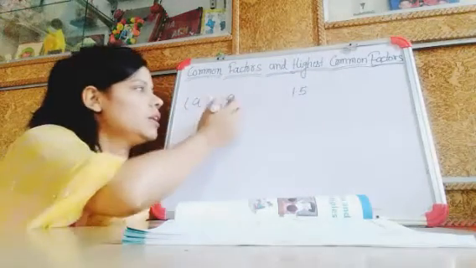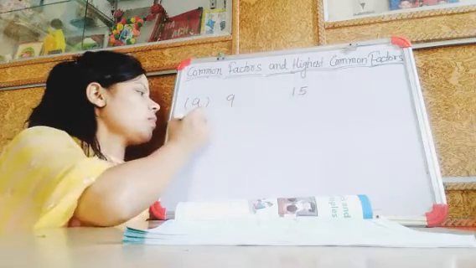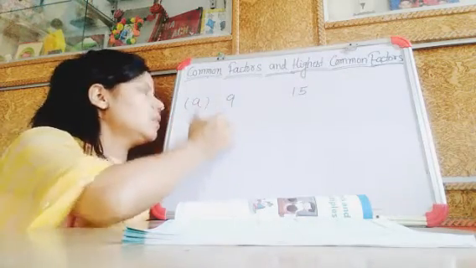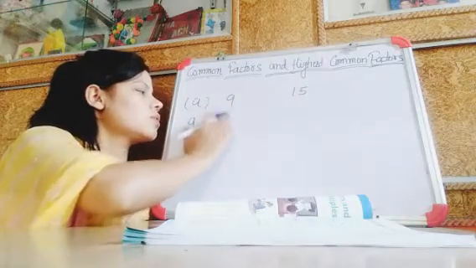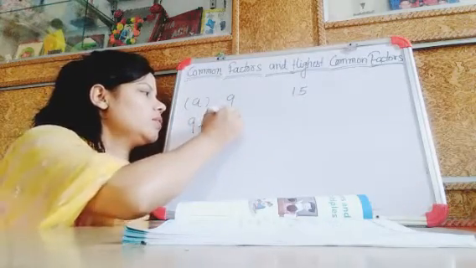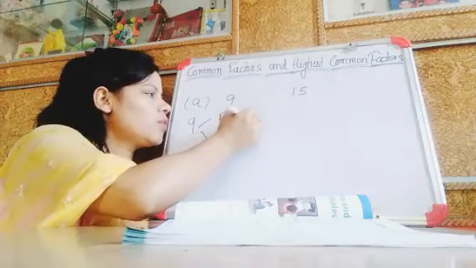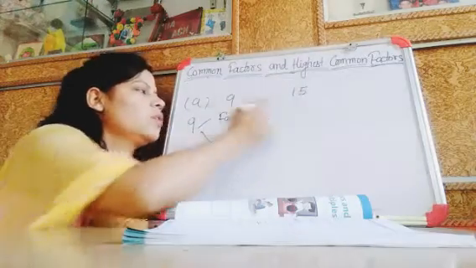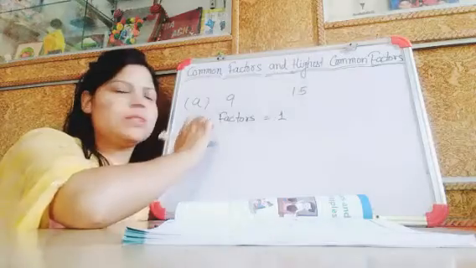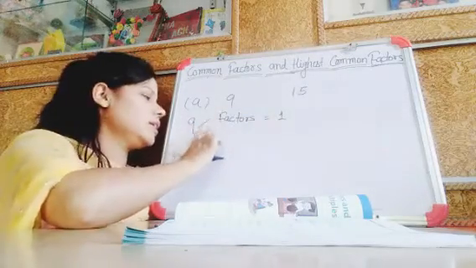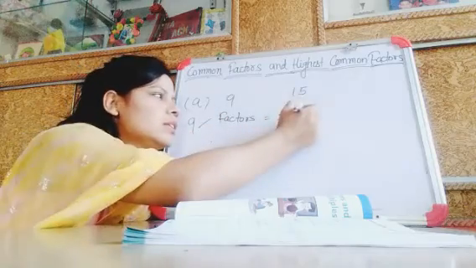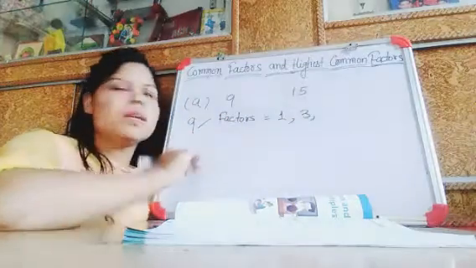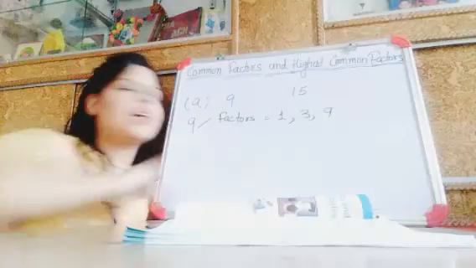Understand, dear student. What will be the factors of 9? In the 1 table there is 9: 1 nine is 9. In the 2 table there is no 9. In the 3 table, 3 threes are 9, and then 9.